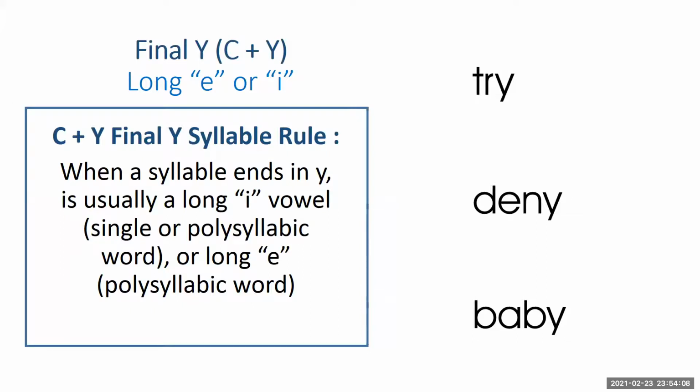Final Y. Consonant plus the letter Y either makes a long E or an I sound. When a syllable ends in Y, it is usually a long I vowel in a single or polysyllabic word, or a long E in a polysyllabic word. So in the single syllable word try, the Y makes the I sound. In the two syllable word deny, the Y makes an I sound, but in the word baby, the Y makes an E sound. And we have a lot of those words: funny, baby, silly, puppy.